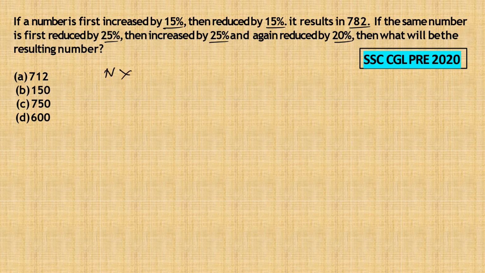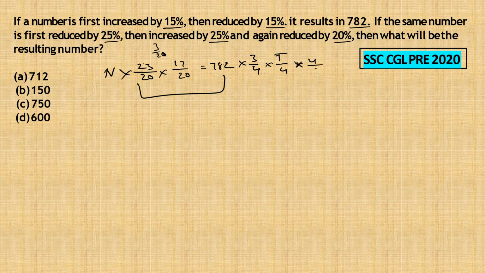Let the number be n. Increased by 15%. 15% is 3 by 20, that is increased by 15%, 23 by 20, into reduced by 15%, that is 17 by 20, which gives 782. If we solve it, we'll get the number n, and the resulting number is first reduced by 25%. If it is reduced by 25%, then it is 75% of itself, and then increased by 25%, that is 5 by 4, and again reduced by 20%, that is 80% of itself. If you solve it, you can get the new number, that is the resulting number.